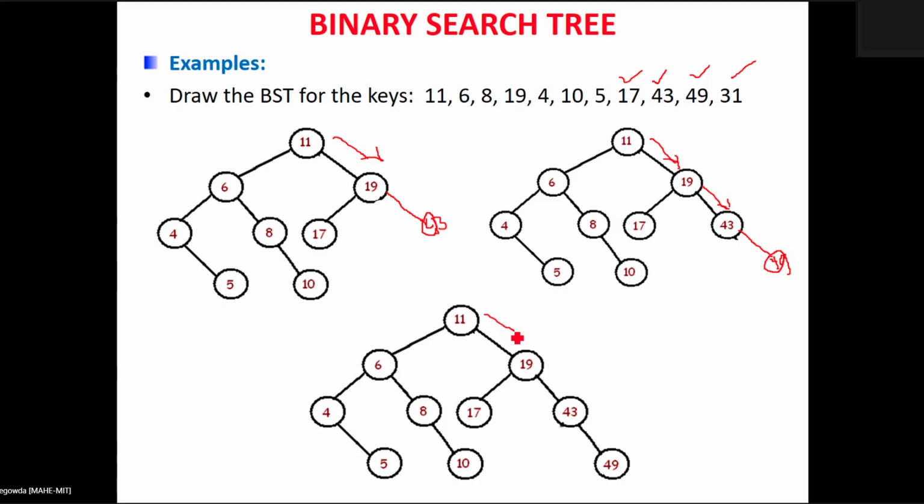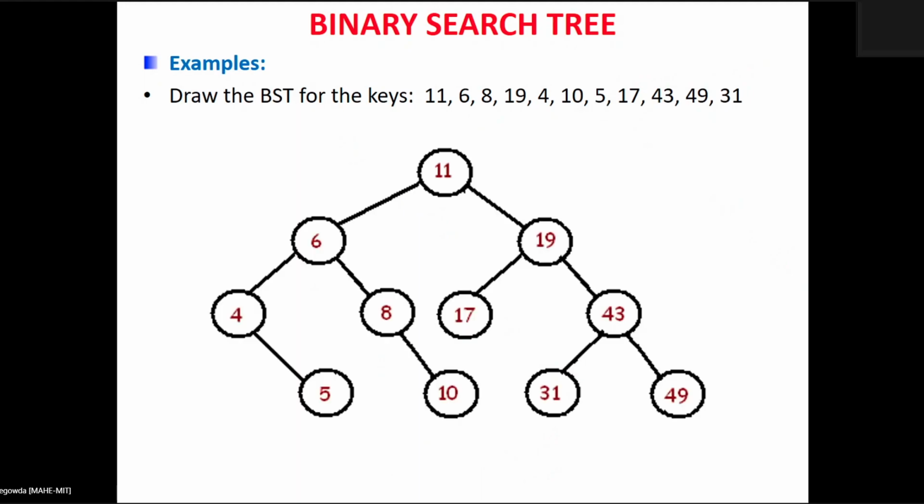31 is greater than 11, traverse right. It is greater than 19, traverse right, and 43. Since 31 is less than 43, traverse left, but there is nothing there, so create a new node and add it as the left child of 43 and assign the value 31 to it. So this is the final binary search tree, the resultant tree after inserting all the values into the empty binary search tree.